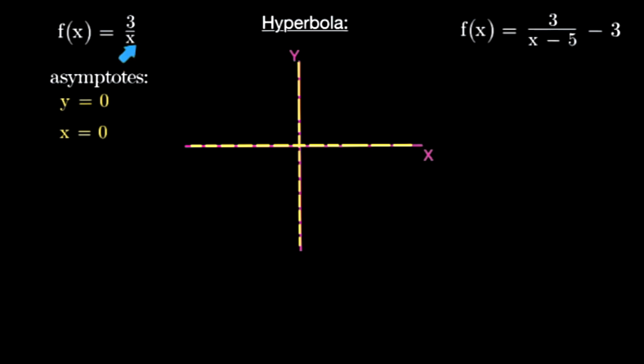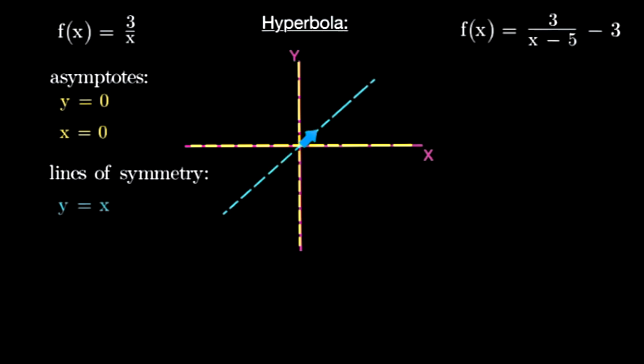Okay, got it? But a hyperbola also has two lines of symmetry. Now, can you remember what lines of symmetry are? They are straight lines that divide a graph into equal parts. And yes, a hyperbola has two lines of symmetry. Now, the one is y equals x. So if a hyperbola didn't move up or down or left or right, its first line of symmetry is y equals x. So in other words, it's a straight line that's upward sloping, and it goes through the origin like this, and there it is.